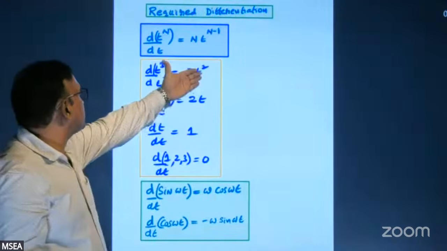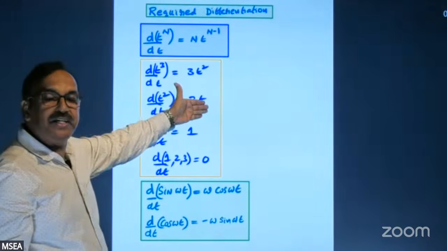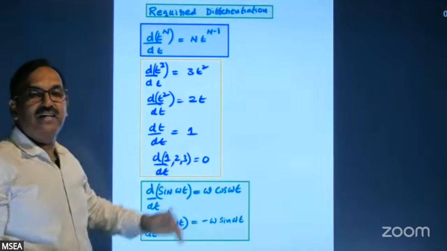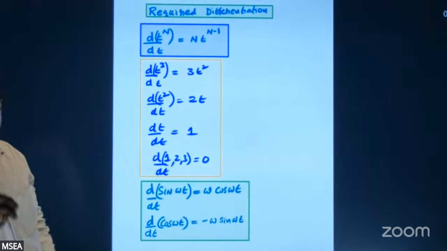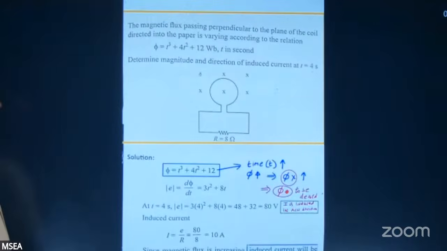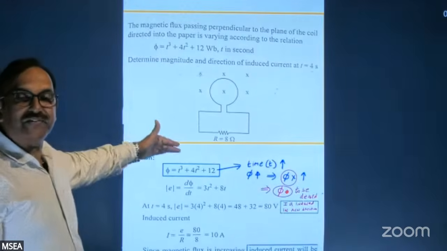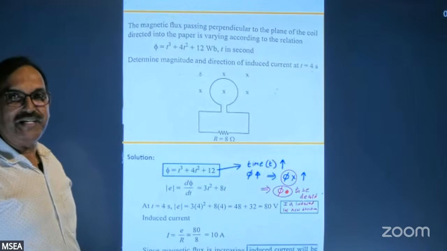Differentiation of t cube with respect to t is 3t square. Differentiation of t square with respect to t is 2t. All these formulas we have to repeatedly use even in this particular topic. Then see here. Now, the first important question as well as the answer is right here, just go through it.